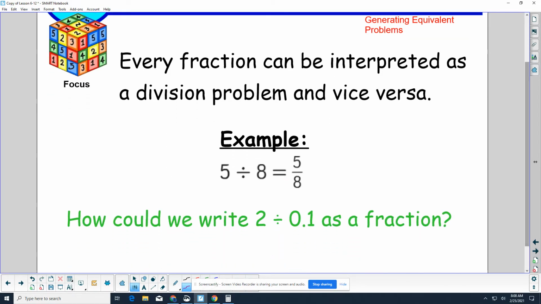Every fraction can be interpreted as a division problem and vice versa. So when I see 5 divided by 8, I can also write that as 5/8. So how could we write 2 divided by 1/10 as a fraction? Let's think about that.